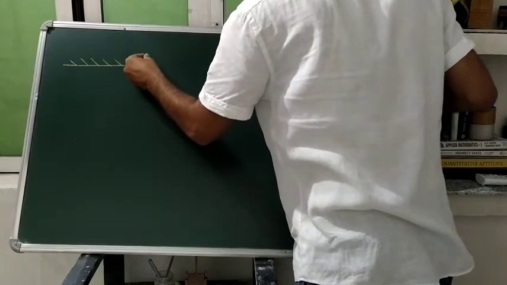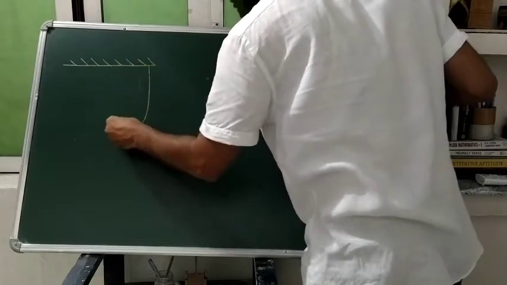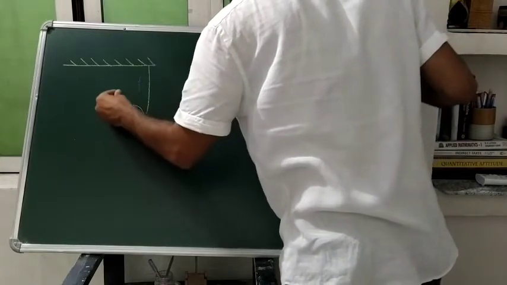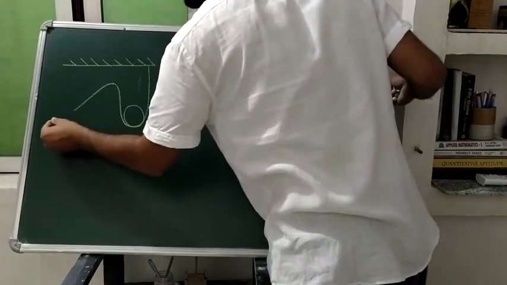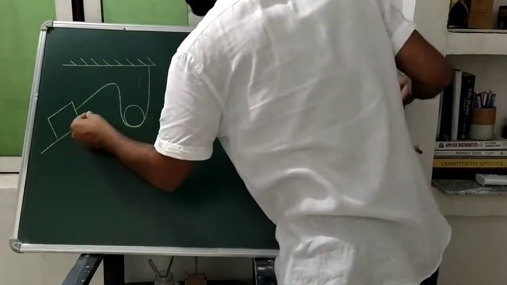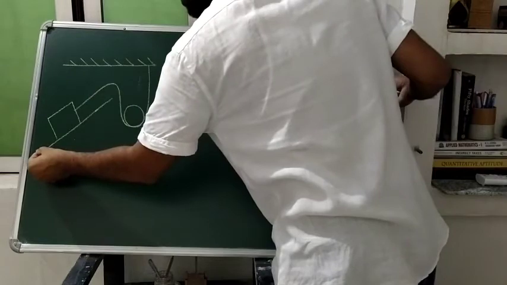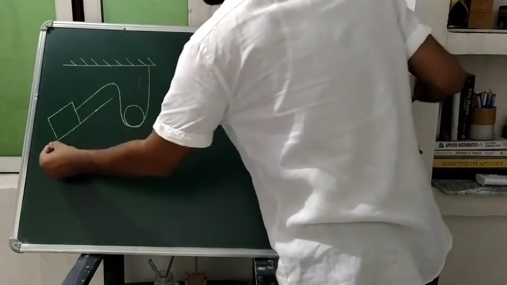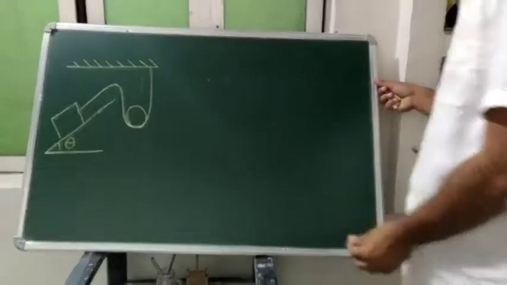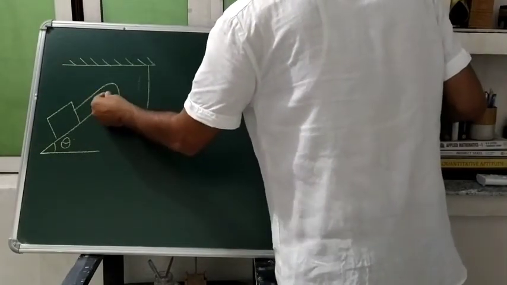So the homework was saying that from a ceiling, one string is attached, and that string is going over a pulley, and the other end of that string is connected with a mass m, and that mass is resting over an inclined plane which is making an angle of theta, and of course here will be a fixed pulley.